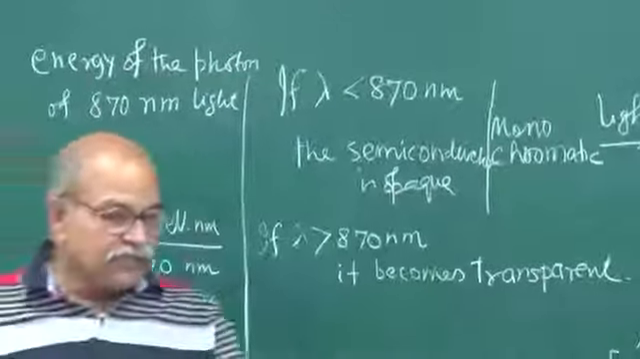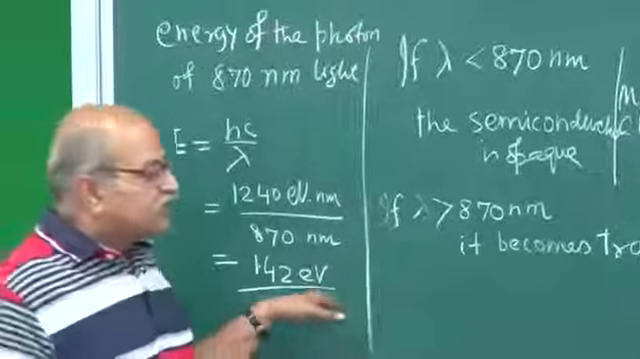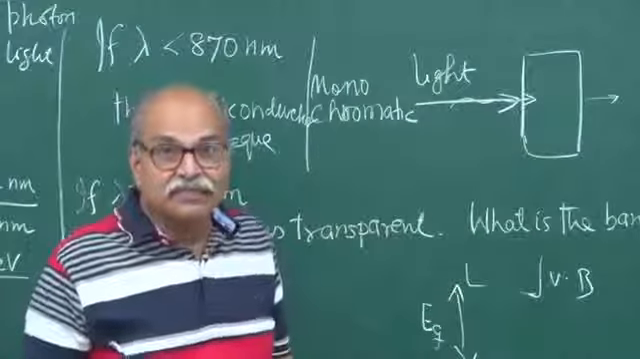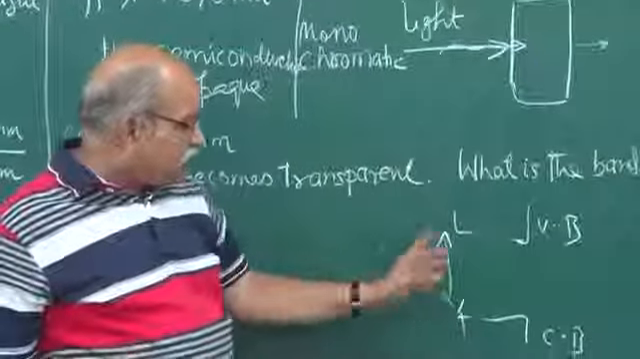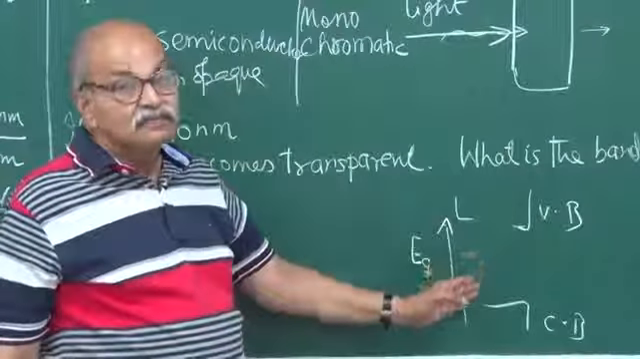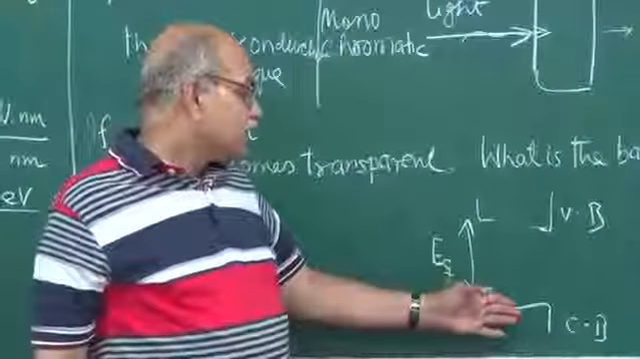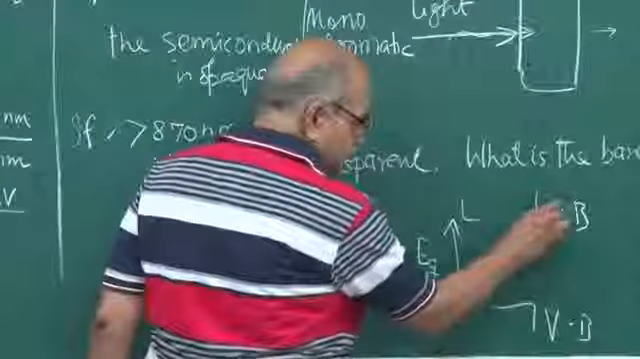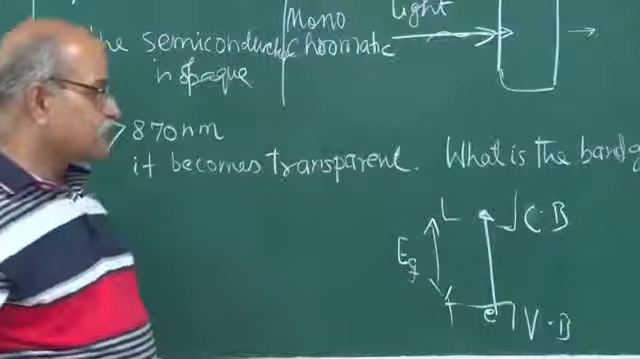So, that means if lambda is less than this, that means the energy is more than 1.42. So if energy is more than 1.42, then it gets absorbed. It is opaque. Light doesn't come out. So absorb means what, and how can it absorb? It can absorb if the band gap is 1.42. Then this photon 1.42 eV can get absorbed and can take an electron from this valence band to this conduction band.